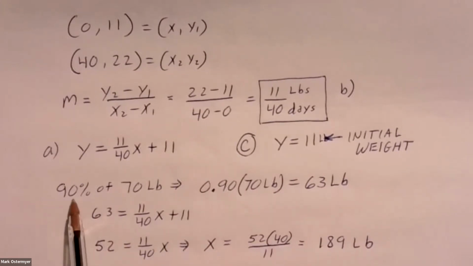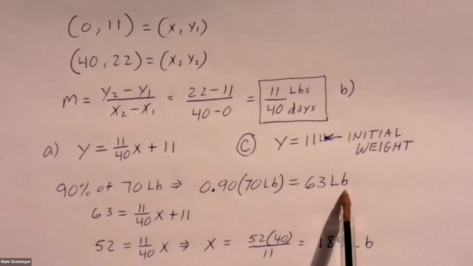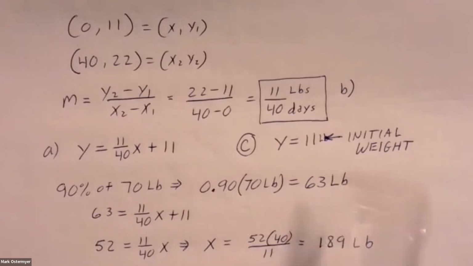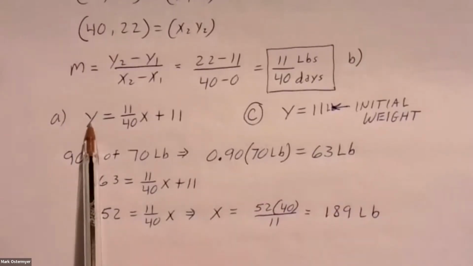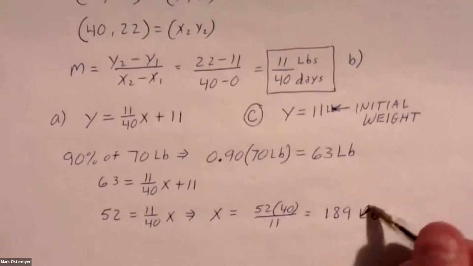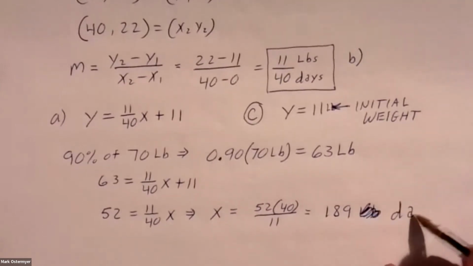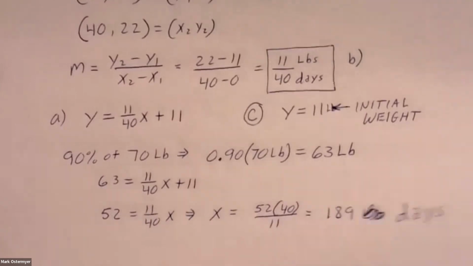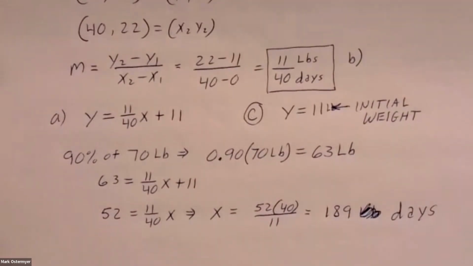To achieve a weight of 90% of its full-grown weight of 70 pounds, you take 90% of 70, which is 0.9 times 70, which is 63 pounds. To find how many days after adoption the puppy will attain that weight, you just let y be 63, and then you solve for x. So we set y equal to 63, solve for x, and we determine it's going to require about 189 days. 189 days after we adopt Dodger, Dodger should reach a weight of about 63 pounds.